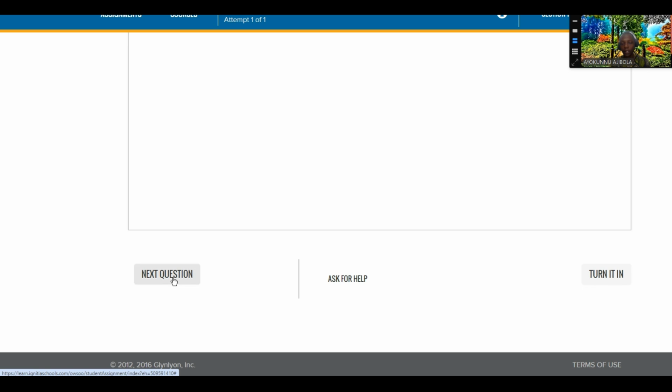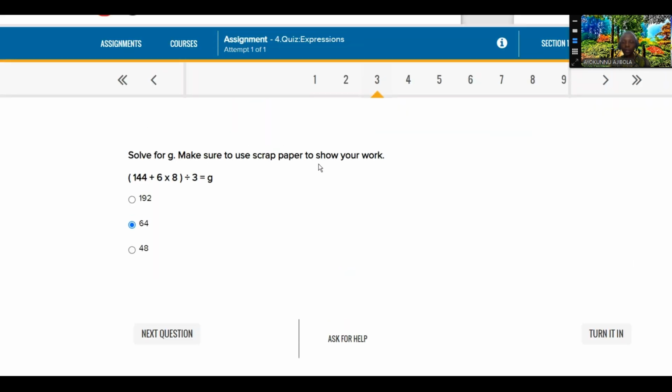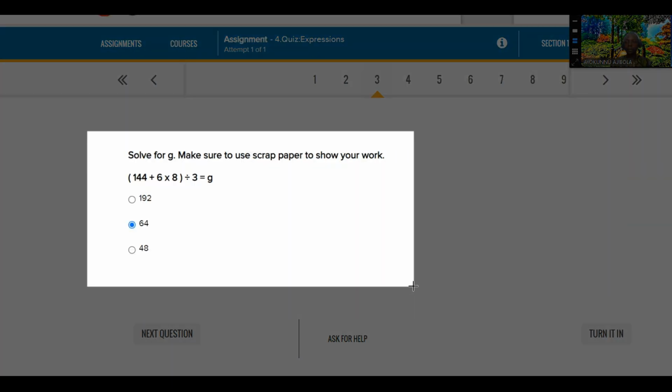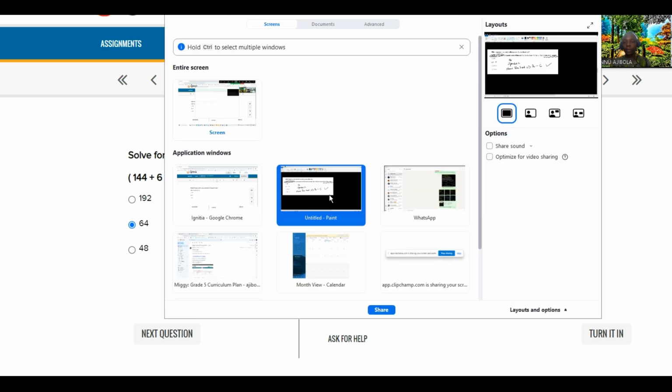Okay, let's check the next one. Next one says we should find G. We should show our working on the paper. If we decide to show our working on the paper, we can take this to the board and try to show the way we arrive at 64. Let's see on the board.